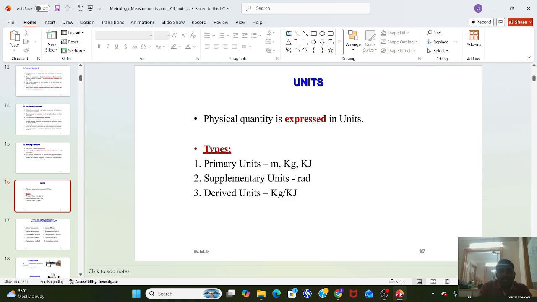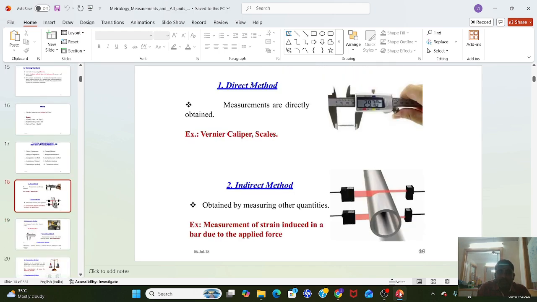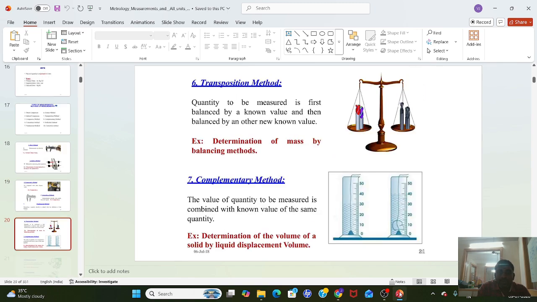And some of the units: the primary units, supplementary units, and derived units. These are the basic physical units. And some of the types of measurements, methods of measurements: direct comparison, indirect comparison, comparative method, coincidence method, fundamental method, contact method, transformation method, complementary method, reflection method. Direct methods, indirect methods, comparative methods.